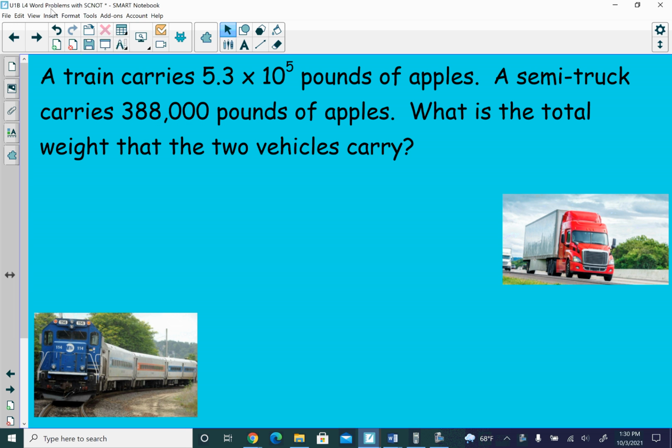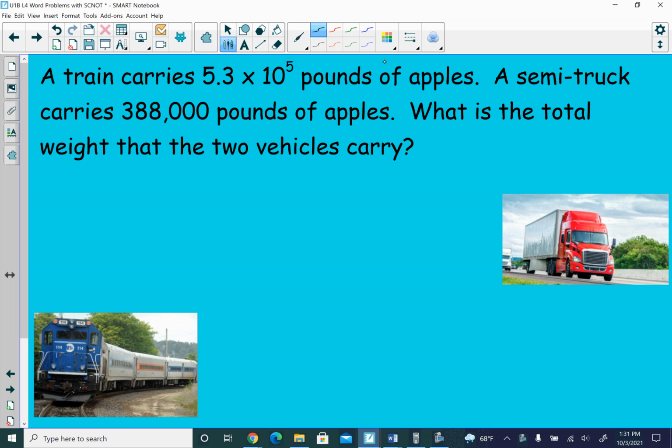I'm just going to go through a few more examples of using scientific notation within word problems. The key thing here is looking for what context of the story tells you if you're adding or subtracting or multiplying or dividing. So here we have a train carries 5.3 times 10 to the fifth pounds of apples. A semi-truck carries 388,000 pounds of apples. What is the total weight of the two vehicles are carrying?